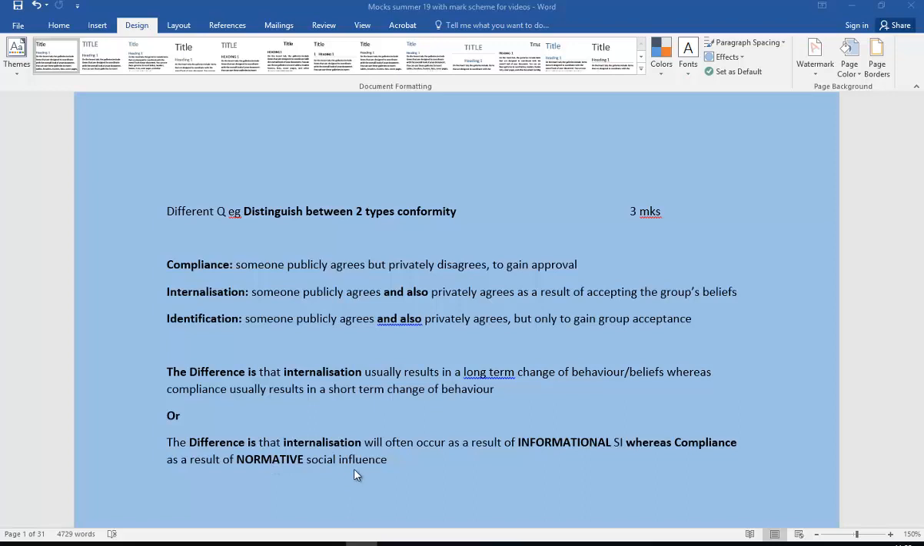Or you could say the difference is that internalization will often occur as a result of informational social influence, okay, because you don't know what to do, so you're looking around for others, for example, in a restaurant or whatever, and you see everyone else doing something, so you assume they're right, okay? So it's the result of informational social influence, whereas compliance is the result of normative social influence. You know what the right thing to do is, but you don't really care, you just want to gain approval, okay?